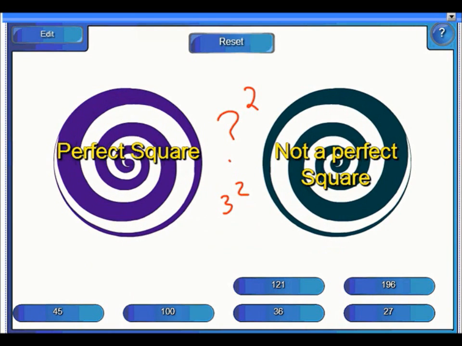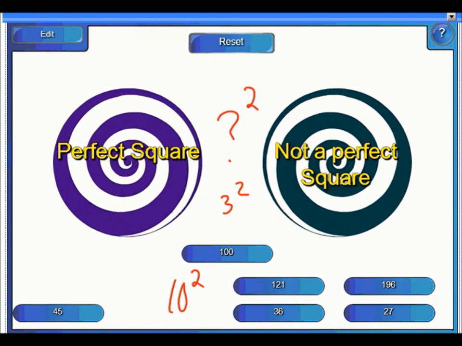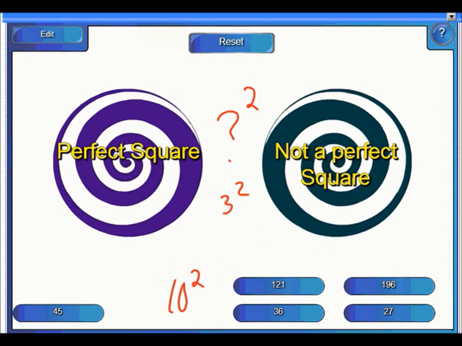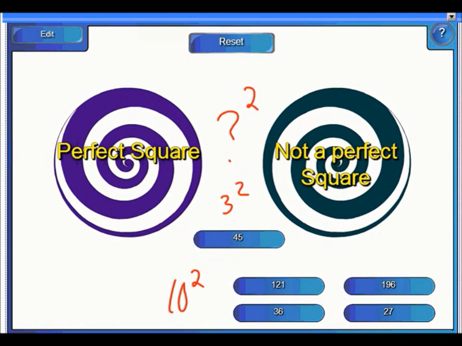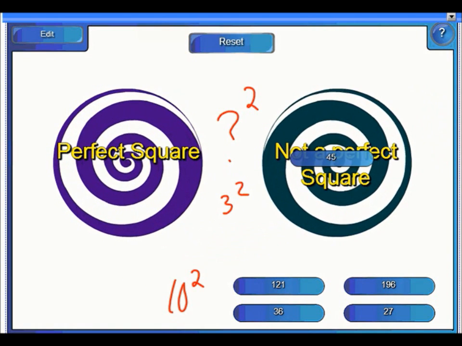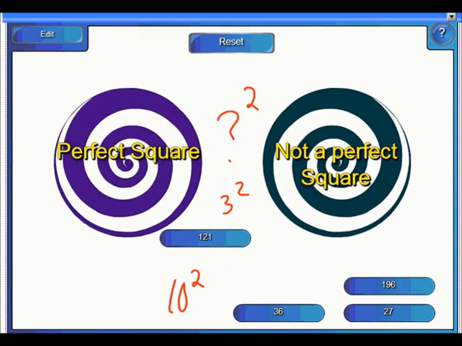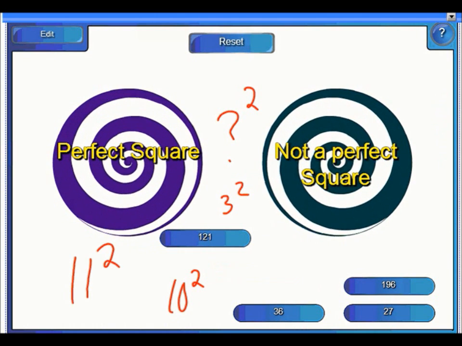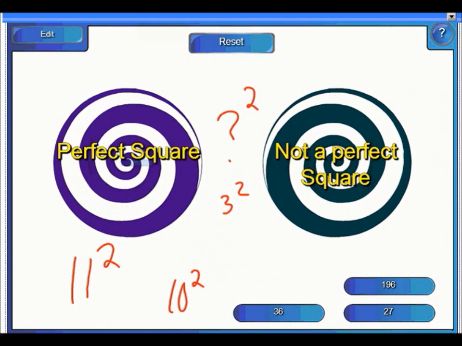What about 100? Well, 10 times 10 is 100. 100 is a perfect square. Is 45 a perfect square? No. There is no number times itself that will give you 45. It is not a perfect square. What about 121? That's a tricky one. But 11 squared, 11 times 11, is 121. That is a perfect square.